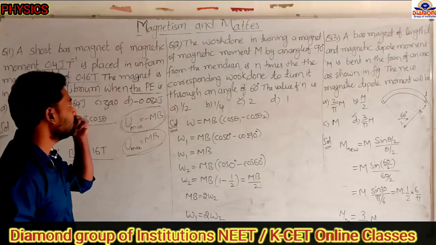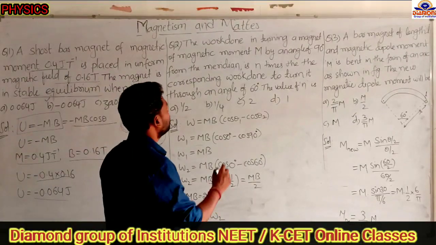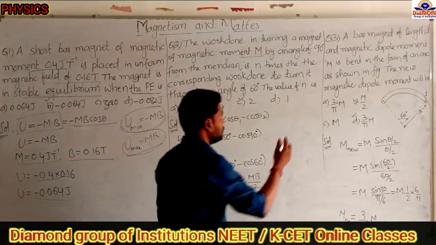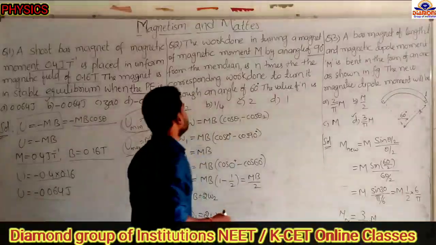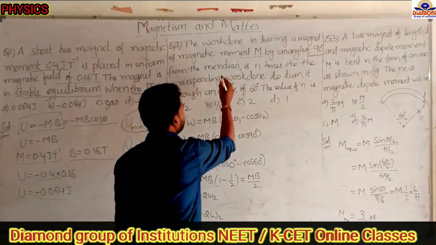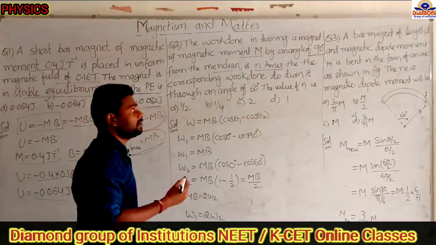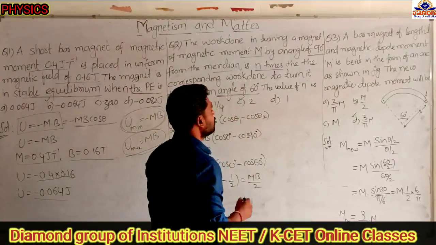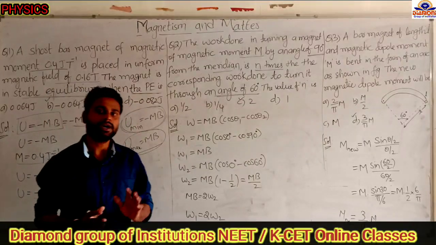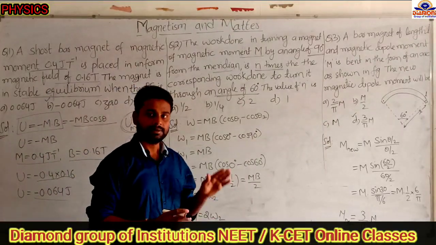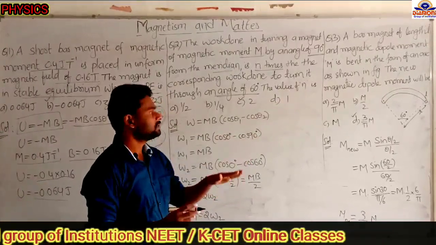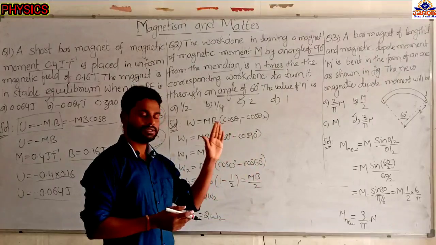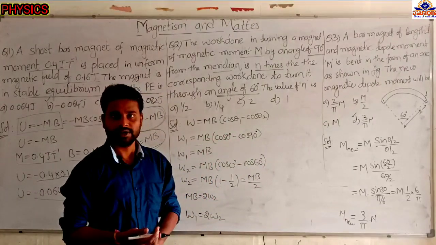Second question: the work done in turning a magnet of magnetic moment m by an angle of 90 degrees from the meridian is n times the corresponding work done to turn it through an angle of 60 degrees. The value of n is. Here we have to consider two cases. First, the magnet is rotated from the meridian to 90 degrees, and in the second case, from the meridian to 60 degrees. In both cases, we have to find the work done.